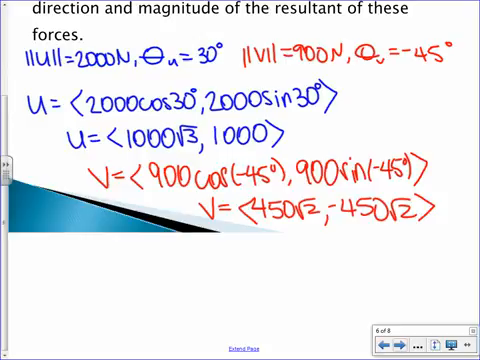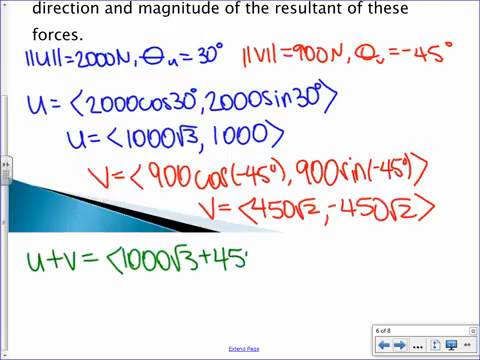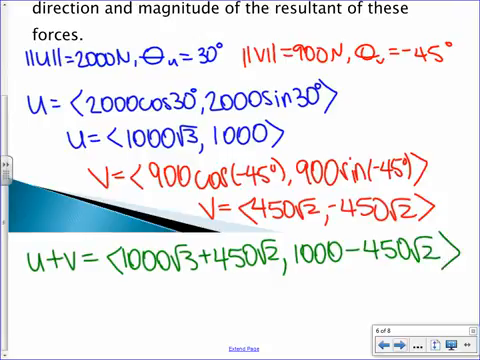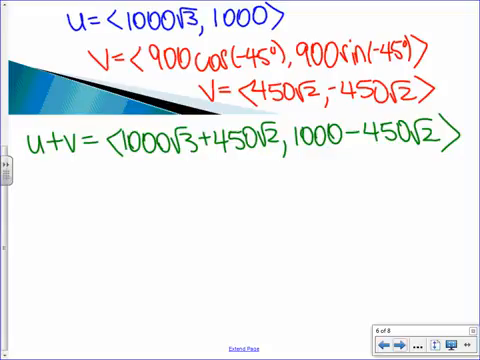So now we need the resultant force. Our resultant force is when we add these together. So we're going to take 1,000 radical 3 and add it to 450 radical 2. And then we'll take 1,000 and add it to negative 450 radical 2. That's kind of messy, isn't it?